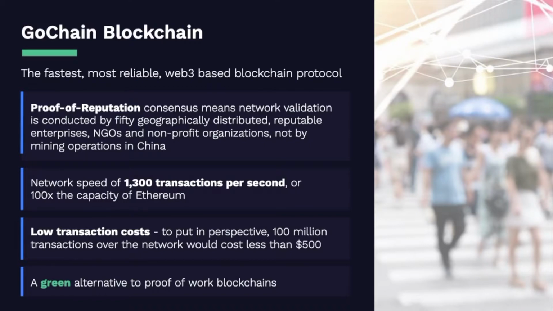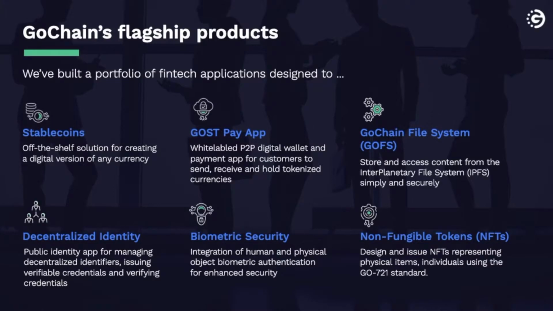Outside of that, we also have an ecosystem that's growing constantly. You can use our network not only for smart contracts and to build decentralized applications, but you can also use some of our other tools such as the GoChain file system. This is something that uses the InterPlanetary File System to host your files in a decentralized manner. And we've got a tool for that you can visit, gofs.io, to use even today.